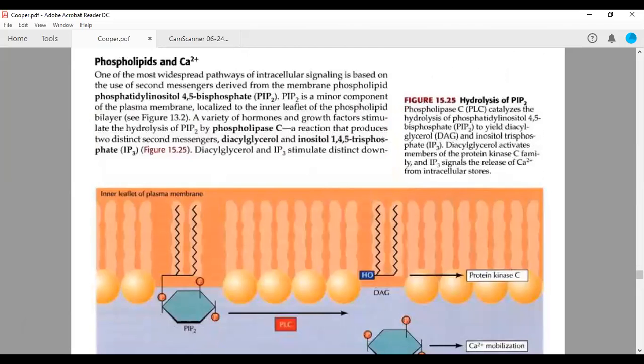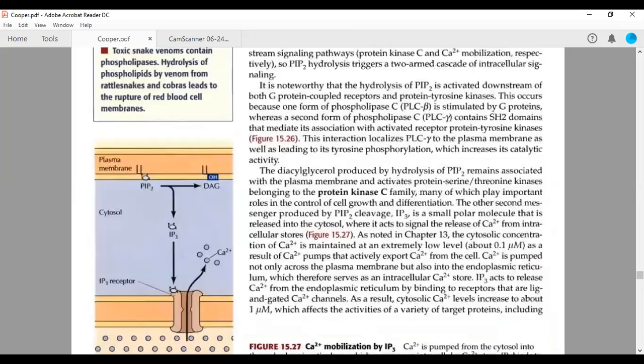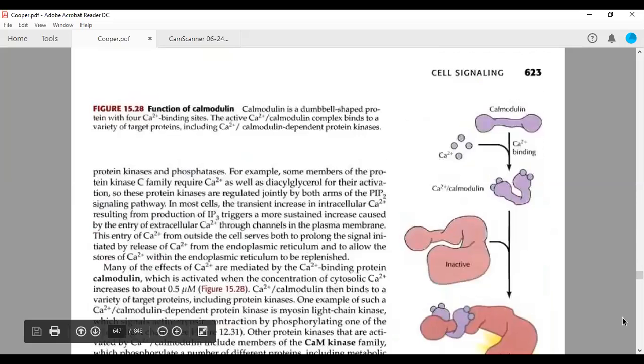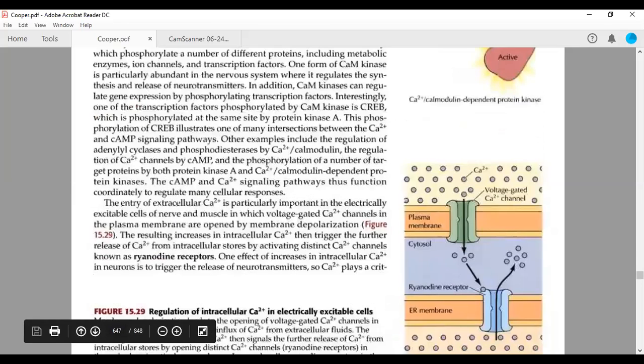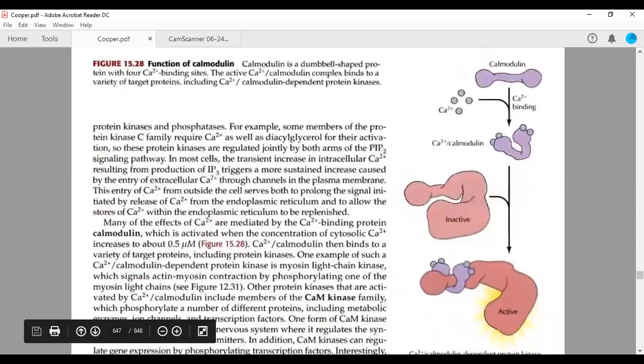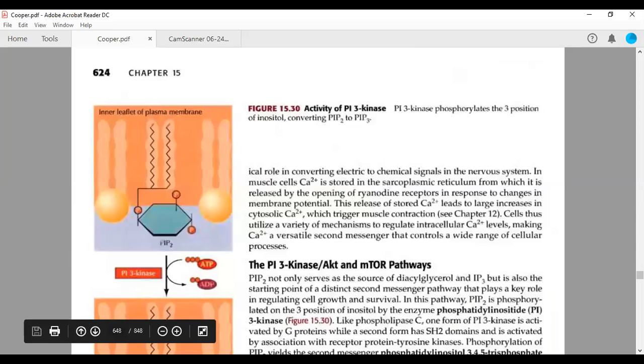Yes, this we studied yesterday: phospholipids, phospholipase C, and calcium ion signaling along with the IP3 DAG pathway. Okay, the calcium calmodulin pathway I also discussed yesterday. Then there are ryanodine receptors, which we have discussed in our earlier classes, the receptors present in the ER membrane, which are the gate for calcium ions to come out into the cytosol.